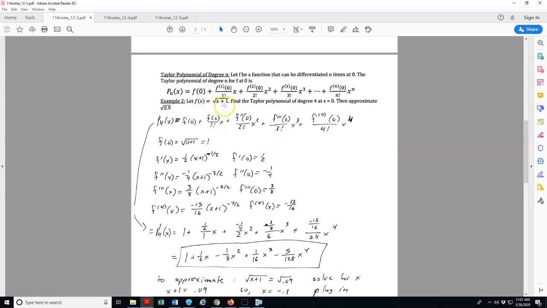All right, so I have my function here. It's the square root of x plus 1. Let's find that value at 0, which is 1.